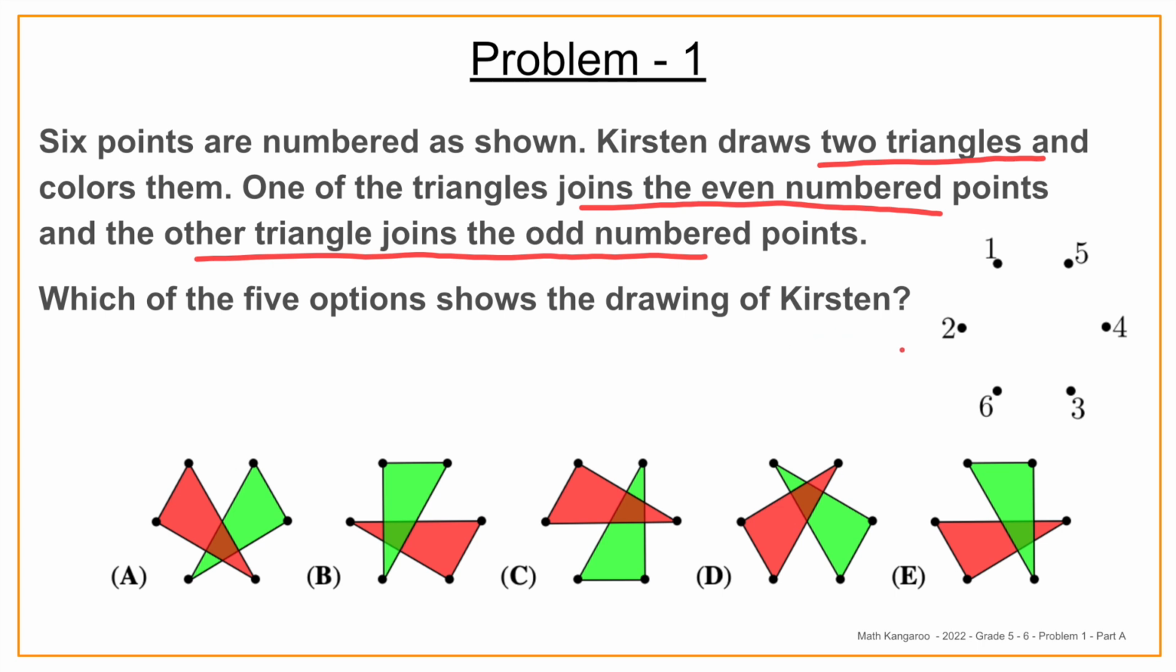Let us connect these points. So we connect odd numbers together. So we have these odd numbers, and then we connect even numbers. Now, which of the 5 options shows the drawing of Christian? That is option E.